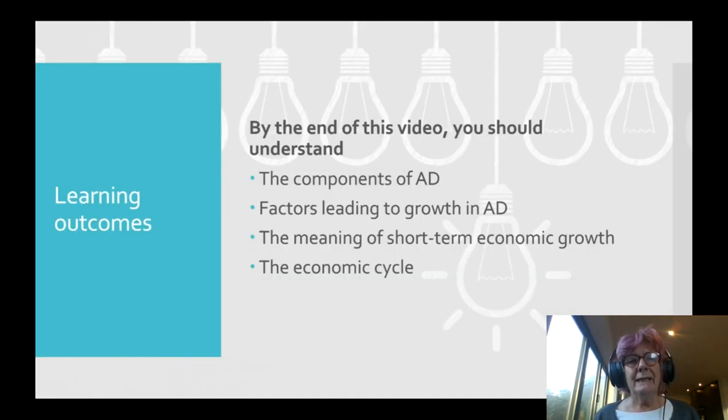This week is aggregate demand, aggregate supply and economic growth, and in this video we're going to focus on aggregate demand. So by the end you should understand what the components are of aggregate demand, what are the things that lead to a growth in aggregate demand, what we mean by short-term economic growth, and what we mean by the economic cycle.